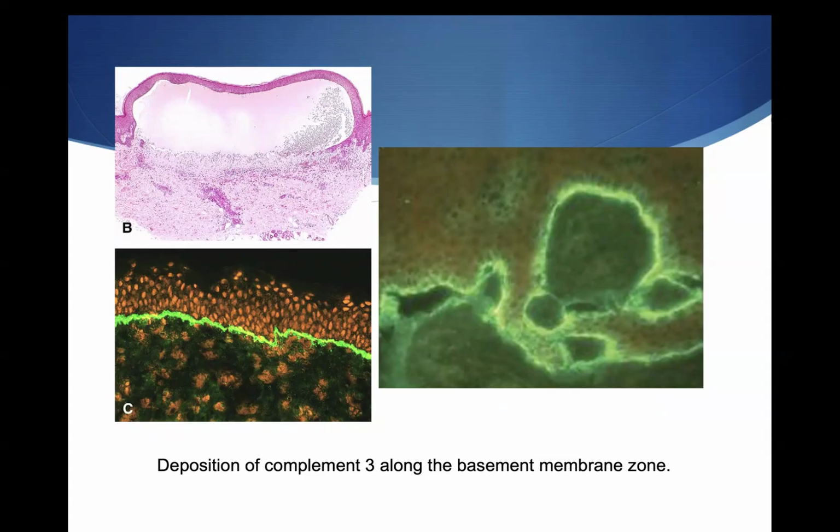So this is just what a skin biopsy would show. In the upper left, you see the roof of a bleb, and then with immunofluorescent staining, you see that it lights up along the basement membrane. That's the hallmark for this condition.